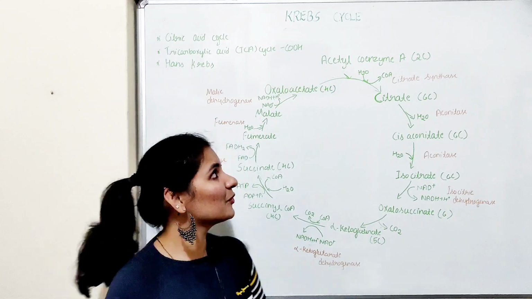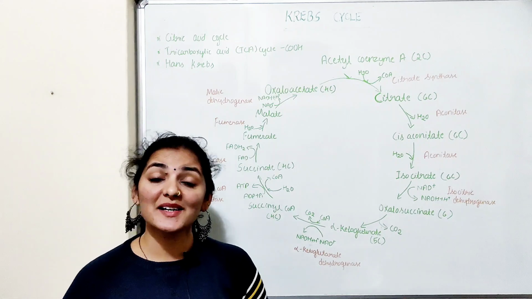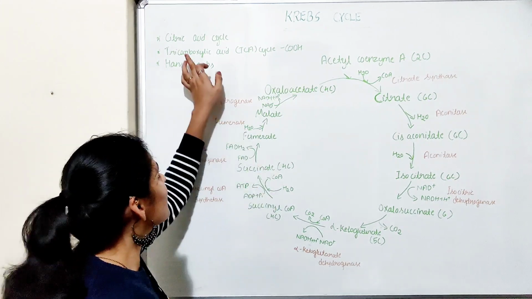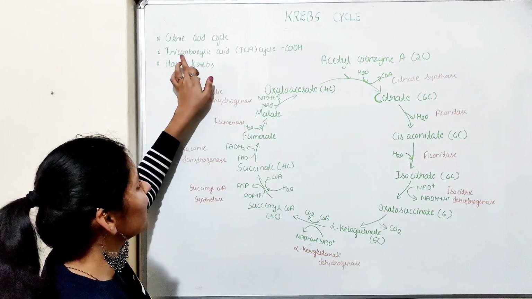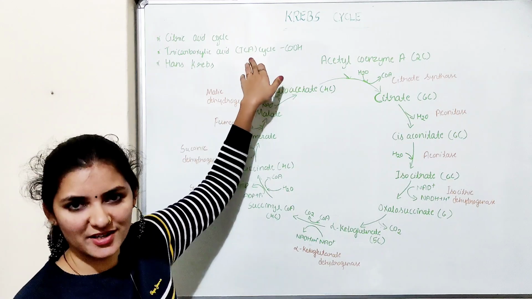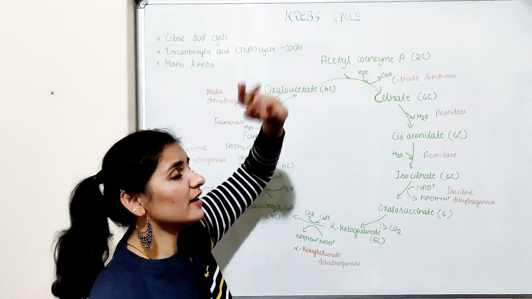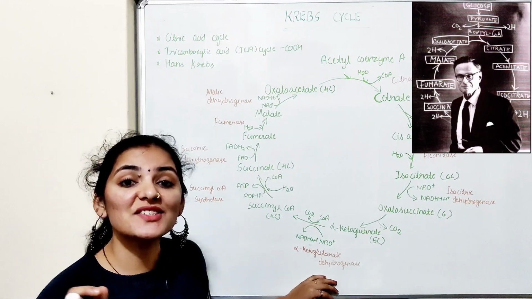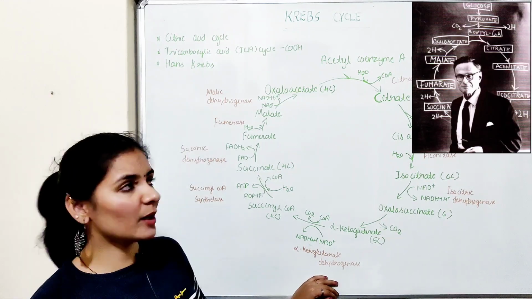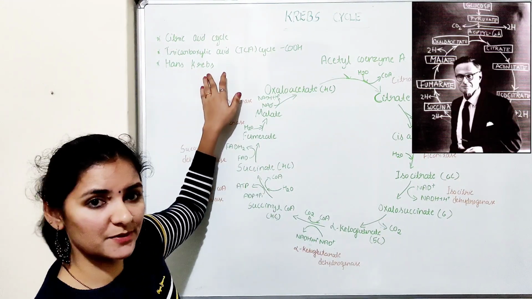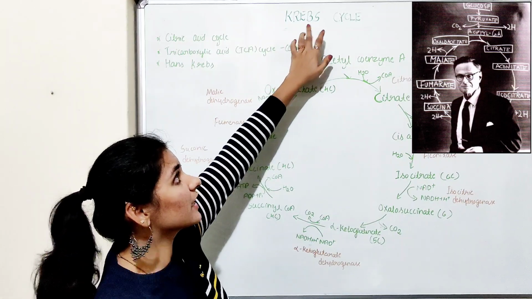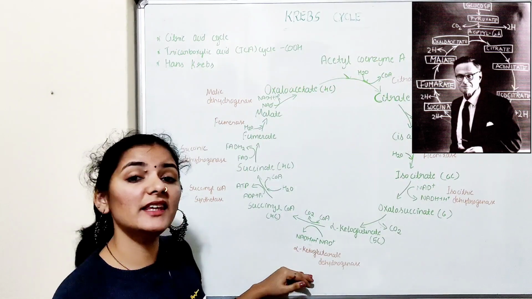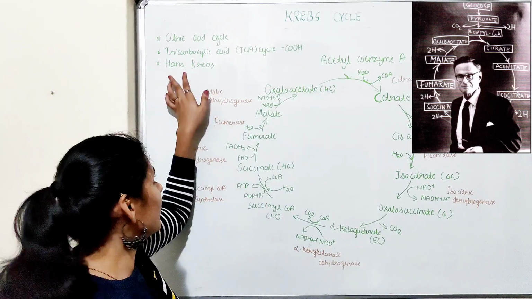In this video, I'm going to talk about the concept of the Krebs cycle. The Krebs cycle is also called the citric acid cycle, or tricarboxylic acid cycle, or TCA cycle. It is called the Krebs cycle because this series of reactions was discovered by the English biochemist Hans Krebs. That's why this cycle is named after its discoverer, Hans Krebs.